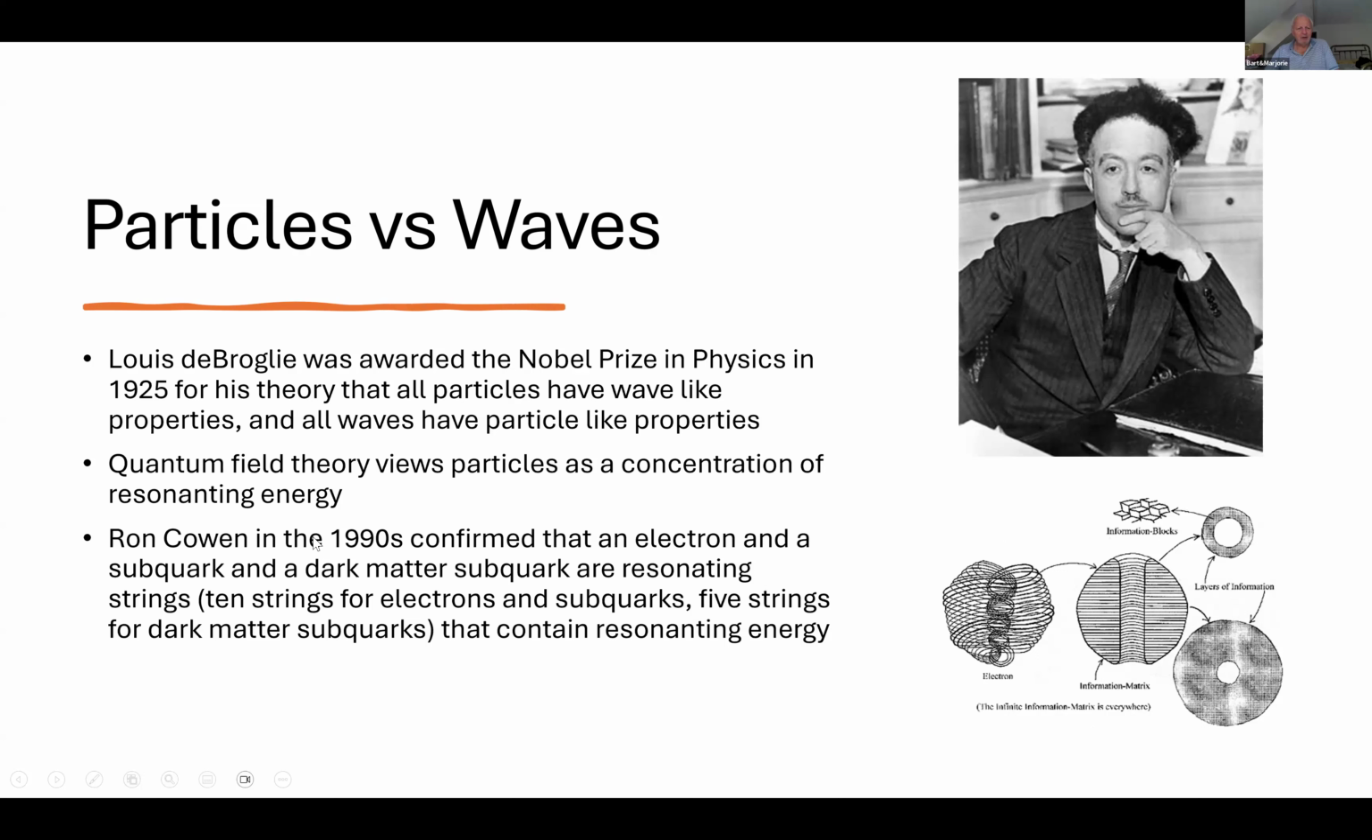of resonating energy. Ron Cowen in the 1990s confirmed this when he went into deep meditation and observed an electron, which is shown here. So there's a picture of an electron, and you'll see that the electron actually consists of 10 closed strings that are resonating violently, and they capture energy in here as they resonate here. This actually forms a torus. There's a hole in the middle, as you can see here.